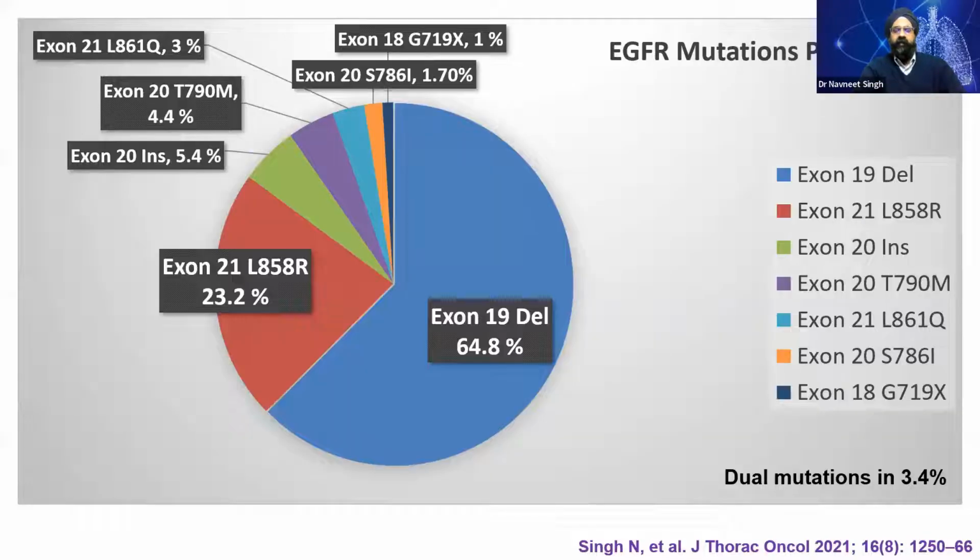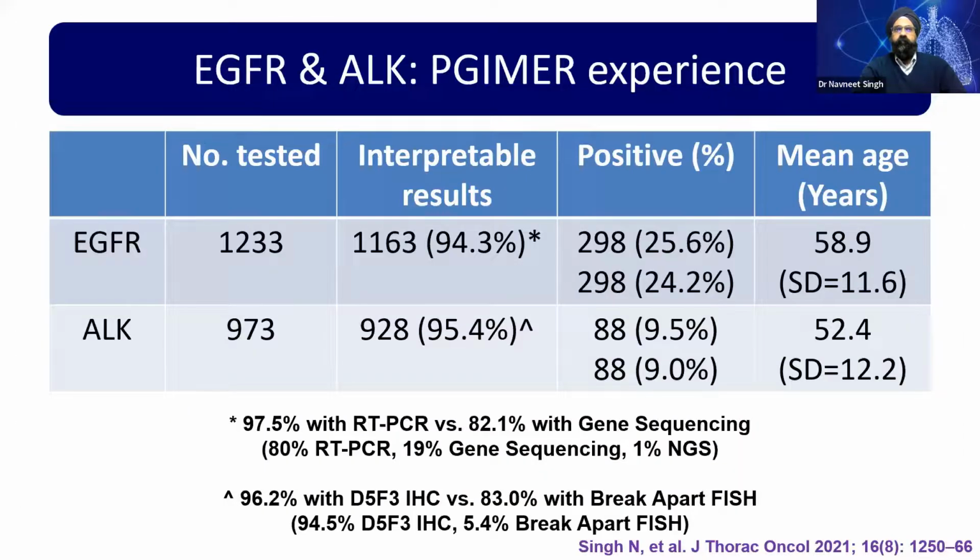And if you were to depict this diagrammatically, again, exon 19 deletions the most common, approximately 2/3, followed by the L858Rs in approximately 1/4, and then you have smaller chunks with exon 20 insertion 5%, T790Ms at baseline 4%, L861Q 3%, and so on. But the important thing is that the positivity rate is approximately 25% for EGFR and almost 10% for ALK. And there is a significant age difference.